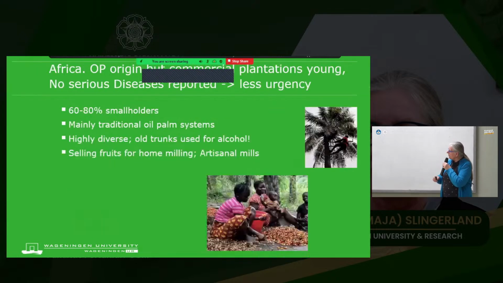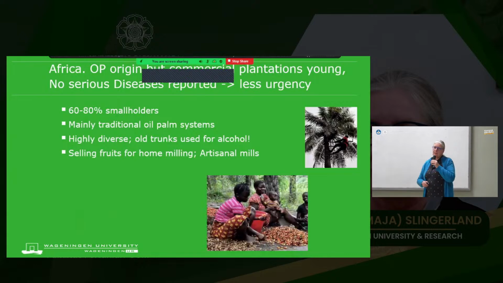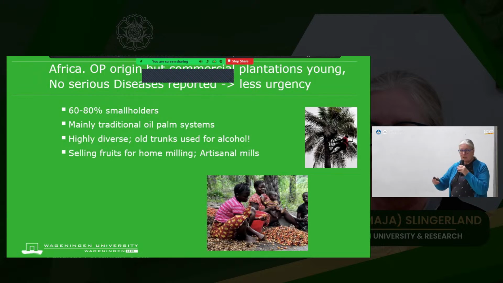And then I wanted also to share a small thing on Africa. In Africa, that is where the palm comes from. It has been imported into Indonesia and Malaysia and become hugely successful, much more successful than in Africa. But now they're catching up.